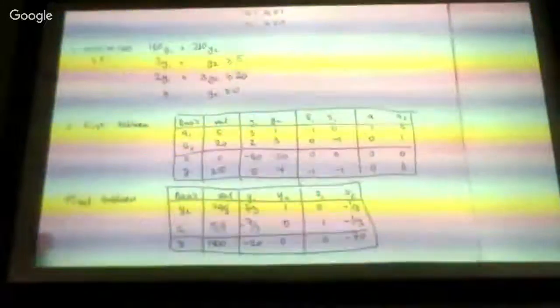Now, if you compare this tableau to when we were solving the original LP in the previous homework, what we found in the previous homework was that the objective would be 1400, and it's still 1400, which is good because that's what I promised you.